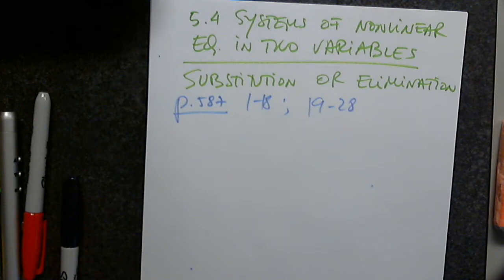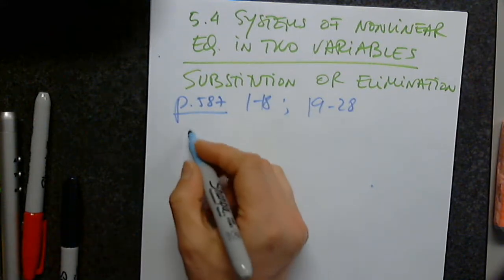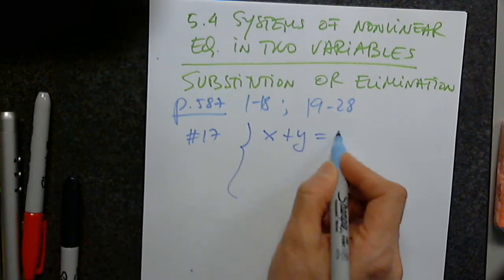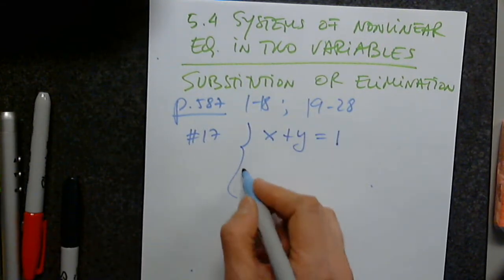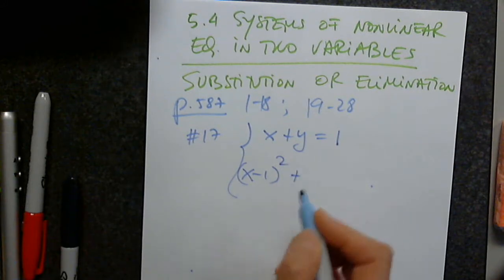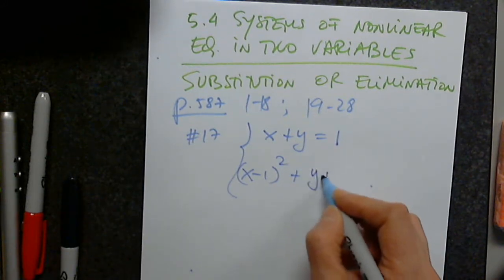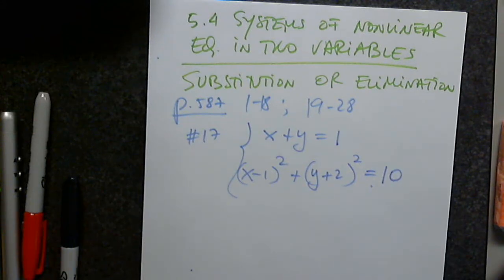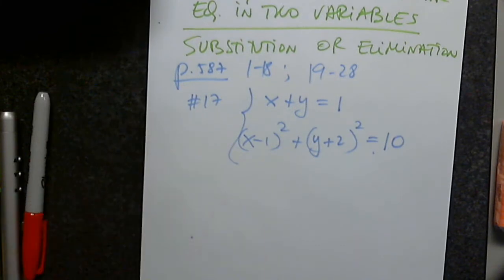17. 17 it is. Very good. In 17, we have x plus y equals 1. And we have x minus 1 squared plus y plus 2 squared equals 10. Looking at the second equation, can anyone tell us what it is? Circle. Very good. Great. So we're asked to solve the system.